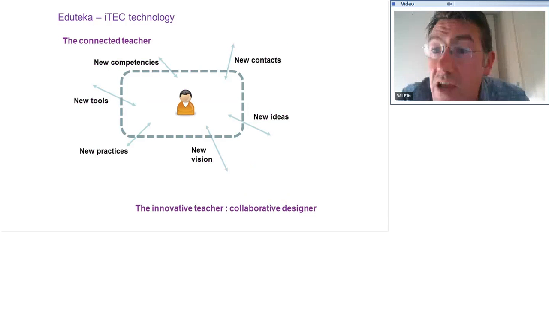And the end result we hope to get from this process, and we have been getting, is a more innovative, more connected teacher. The teacher is a collaborative designer of learning, with new ideas, new visions, new contacts with other teachers, leading to new practices and new tools being used in the classroom. So this is the goal, to connect people, and that's what all the tools in our toolkit enable us to do. Sharing ideas, sharing practices, and then creating this new vision of the future classroom.